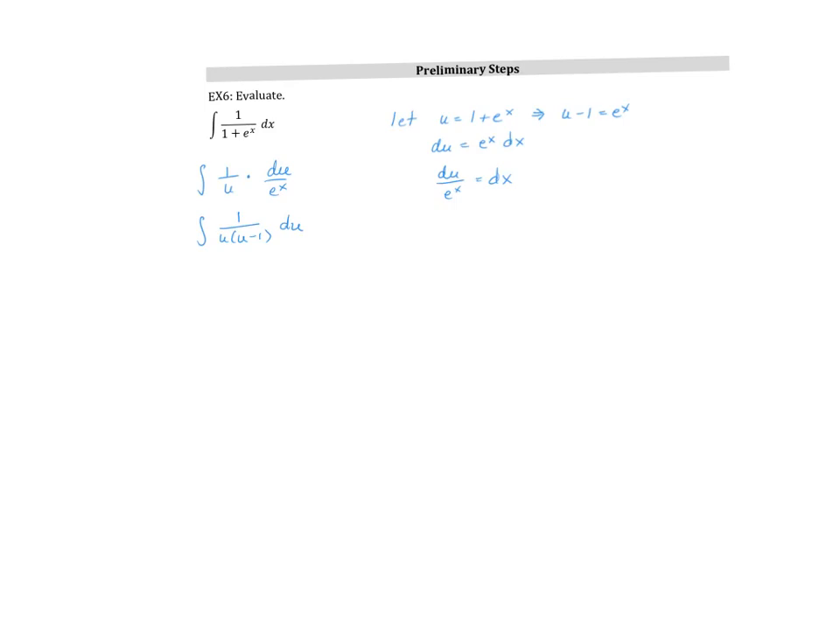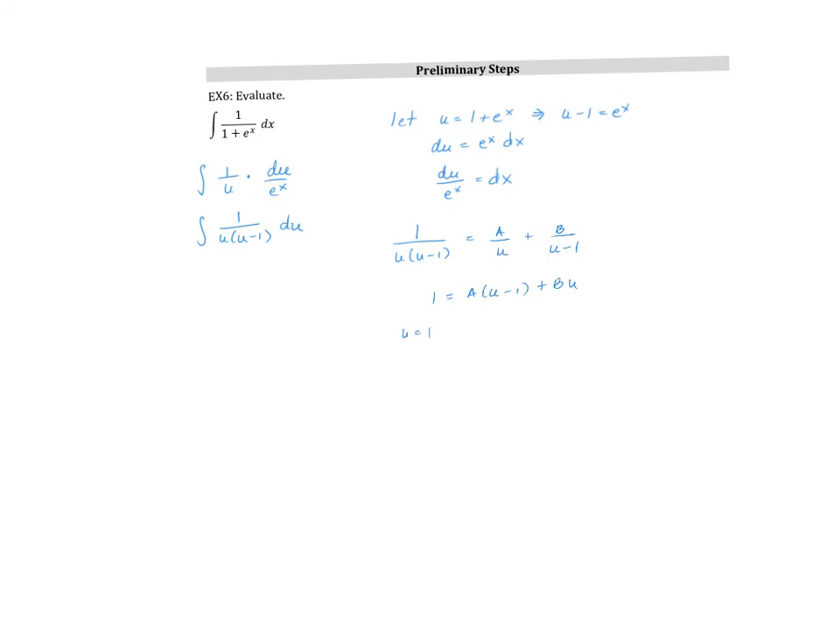And that's nicely factored. I can go ahead and use my partial fractions. The integrand, 1 over u times u minus 1. Those are linear factors, so I'll have A over u plus B over u minus 1. Clearing the fraction, we have 1 is equal to A times u minus 1 plus B times u. And I think I'm going to use method 1.